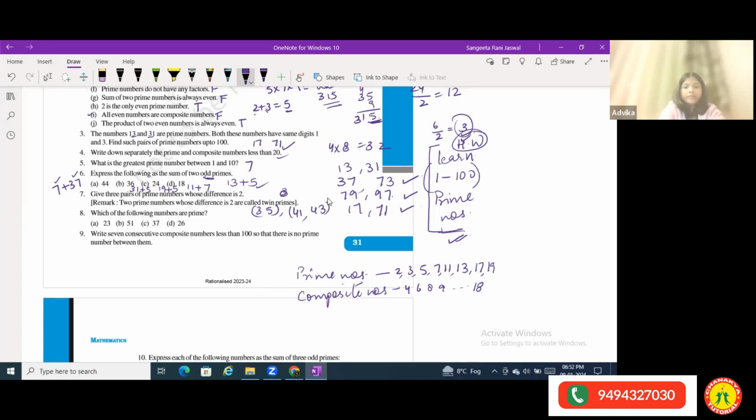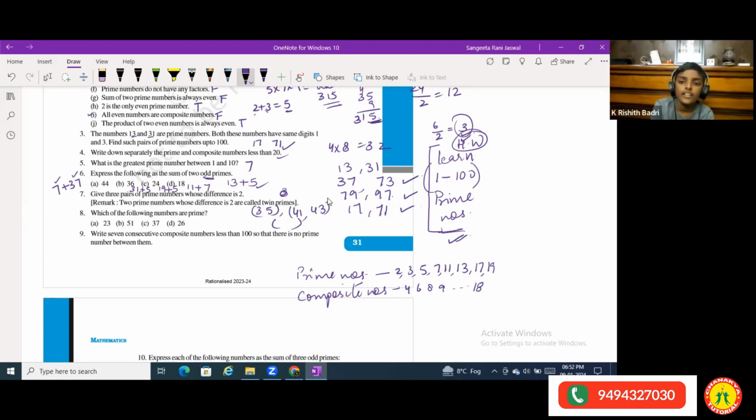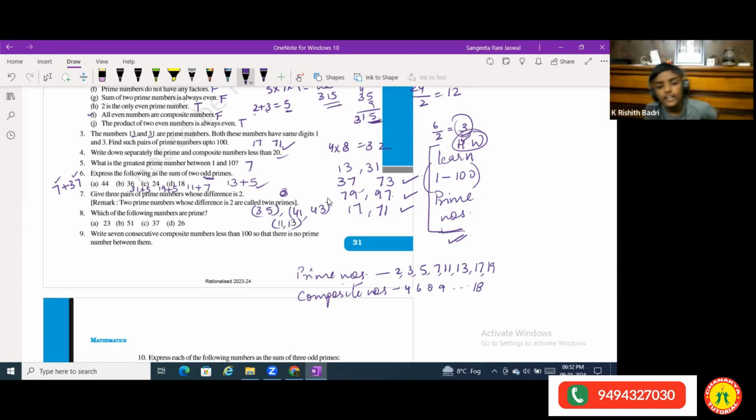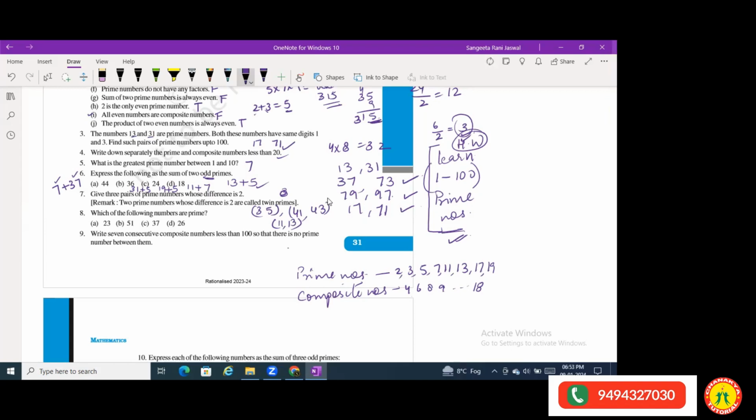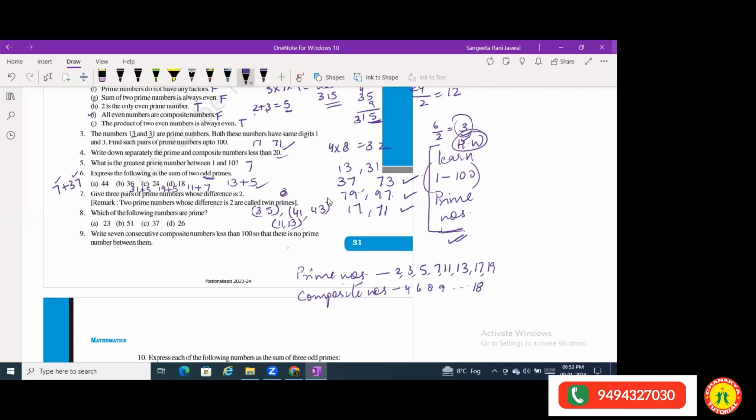Yeah. Okay, Rishit, you tell me next. Another pair. Ma'am, 11 and 13. Very good. Ma'am, or else we can take 51 and 53. 51 is not prime, it comes in the table of 3. 71 and 73. Yes, that's right.